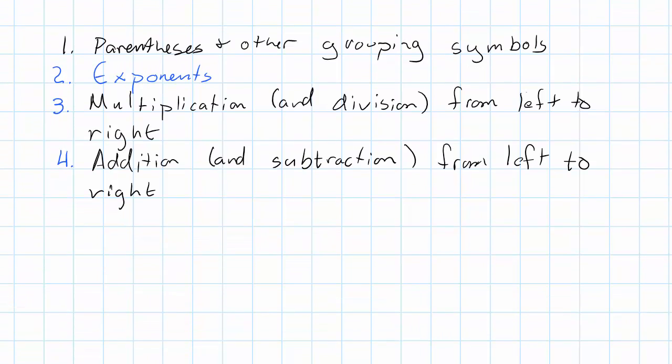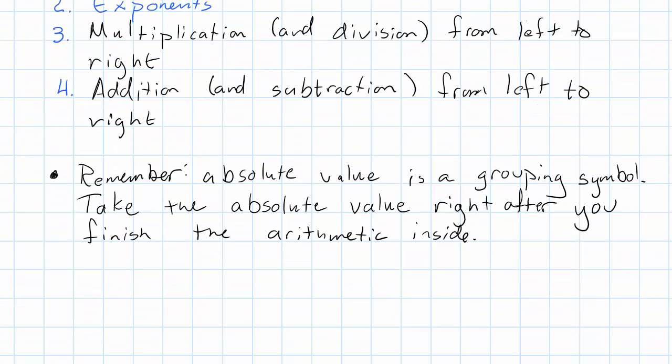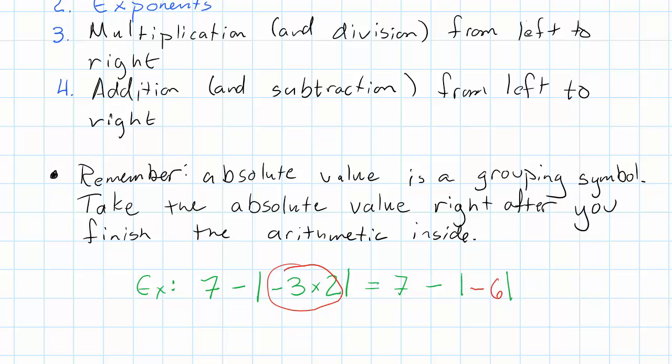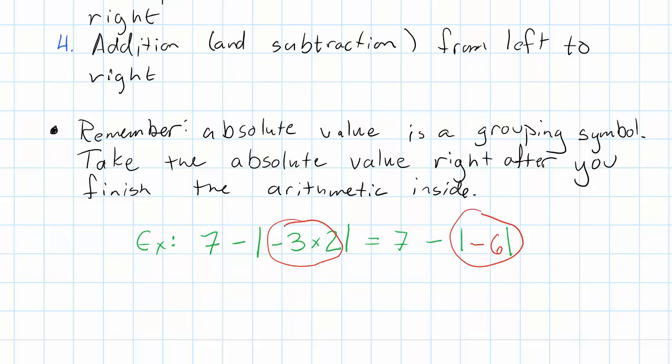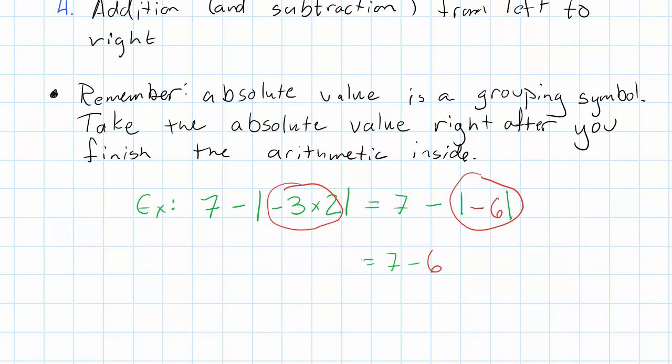Two other things to be aware of. The absolute value is a grouping symbol. You take the absolute value right after you finish the arithmetic inside. For example, suppose we have 7 minus the absolute value of negative 3 times 2. Well, first we'll work out negative 3 times 2, which is negative 6. And now that we've finished the arithmetic inside it, we'll take the absolute value. Absolute value of negative 6 is, of course, positive 6. And now we'll do the remaining arithmetic. 7 minus 6 is just 1.